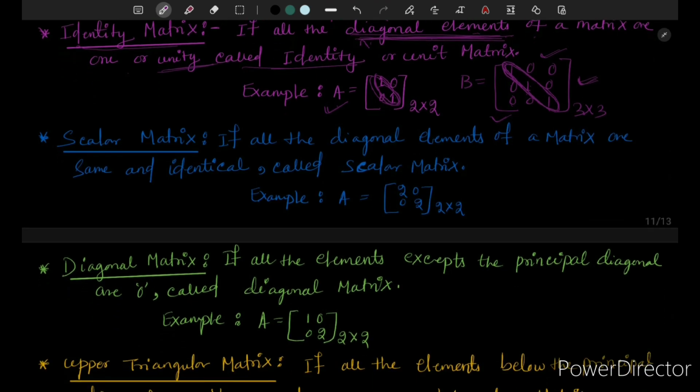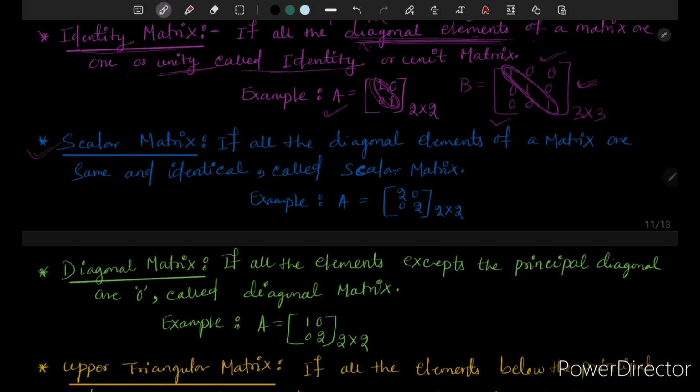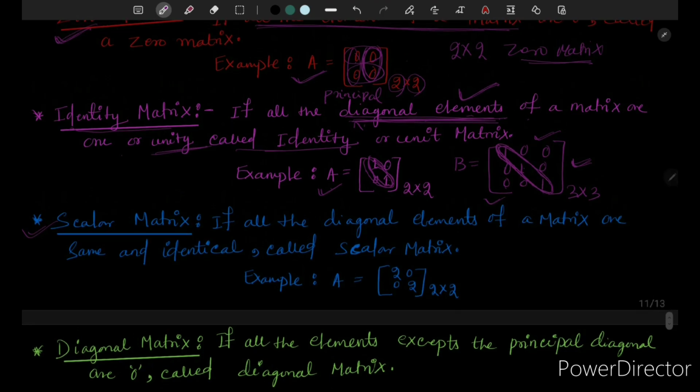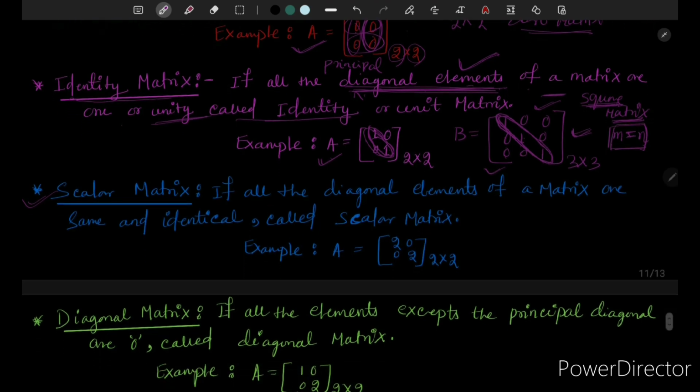Then come to another type of matrix, that is called scalar matrix. But here I can also tell that an identity matrix is always a square matrix. You can all note it down, that an identity matrix is always a square matrix. That means the number of rows in the matrix must be equal to the number of columns.